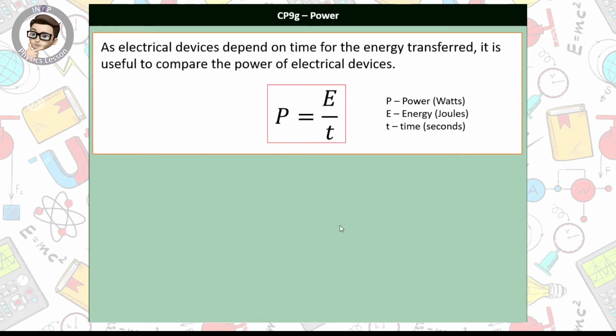So here's our first equation of the lesson. As electrical devices are depending on the time that's needed for that energy transferred, we can compare the power of electrical devices. And we've seen this equation before, and it's used in very much the same way. Power measured in watts is equal to the energy measured in joules divided by the time that energy is transferred for, in seconds.